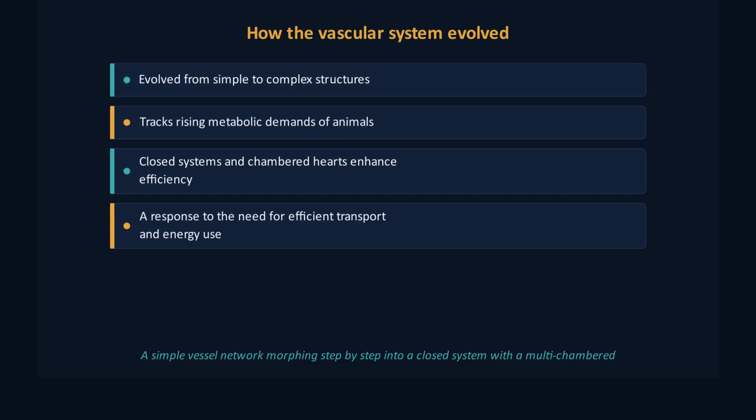2 adaptations stand out along this evolutionary path. Closed circulatory systems, which we just met a moment ago, are one of them. The other is the chambered heart, a more powerful and organized kind of pump. Both of these are improvements that enhance transport efficiency. So the evolution of the whole vascular system is best read as a response, a steady answer to the same pressure, the need for more efficient transport and for better, more economical use of energy. Complexity here is not decoration, it is demand made visible.